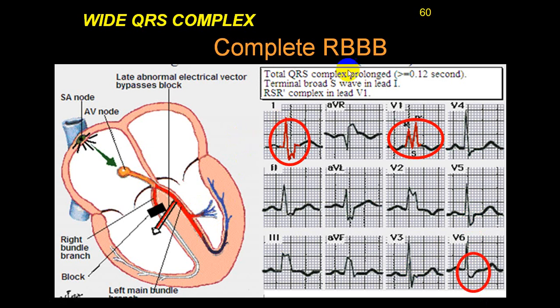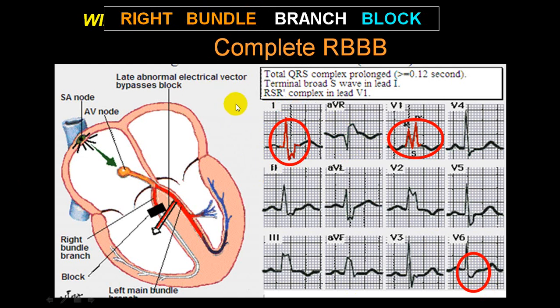Classical. So RSR dash pattern in V1, deep and broad S wave in V6, and you can get an R wave in AVR. And in lead 1, again there is a broad and deep S wave. These are characteristics of right bundle branch block. I don't have to repeat again.